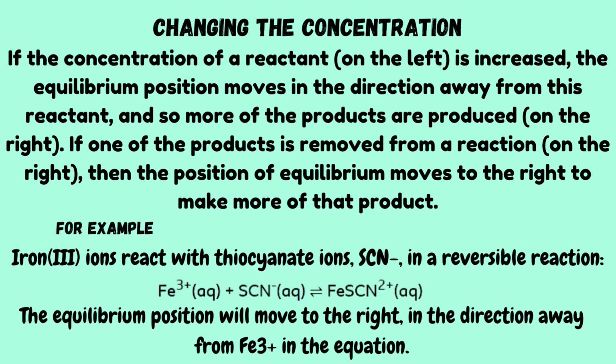And when you change the concentration of a reactant, if it's increased, the equilibrium position moves in the direction away from that reactant, and so more of the products are produced on the right. If one of the products is removed from a reaction, then the position of equilibrium moves to the right to make more of that product. For example, iron(III) ions react with thiocyanate ions in a reversible reaction, as you can see here. The equilibrium position will move to the right, in the direction away from Fe3+ in the equation.